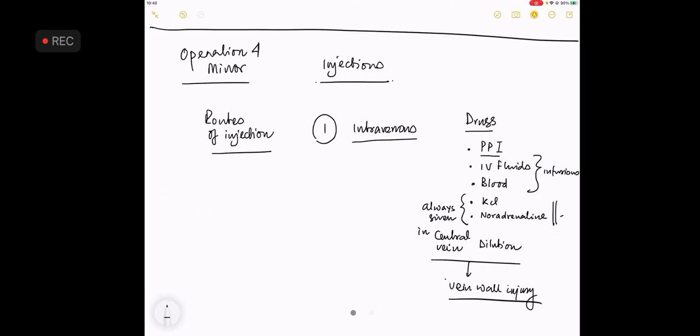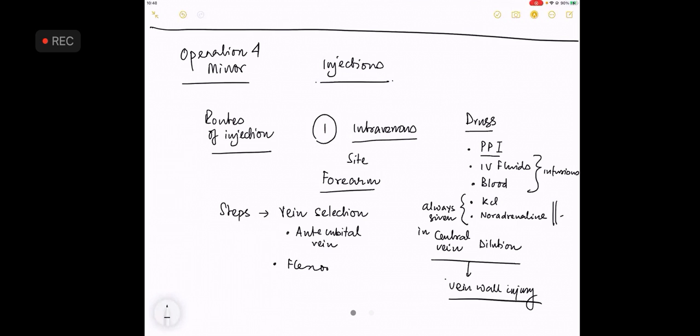Intravenous injections, the usual site of an intravenous injection are veins in the forearm. The particular step of concern is vein selection and making the vein prominent, which can usually be the antecubital vein, which is a very constant vein, and the veins on the flexor aspect of the forearm. That's all.